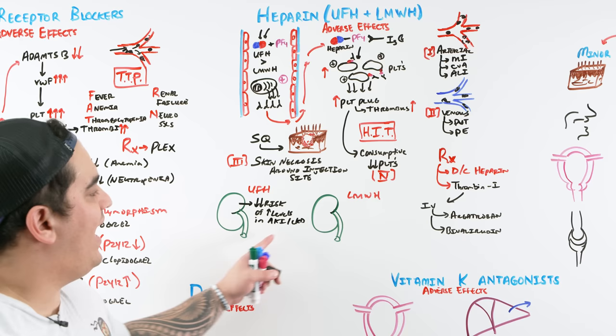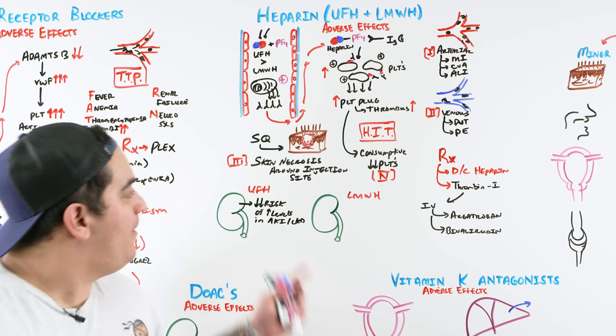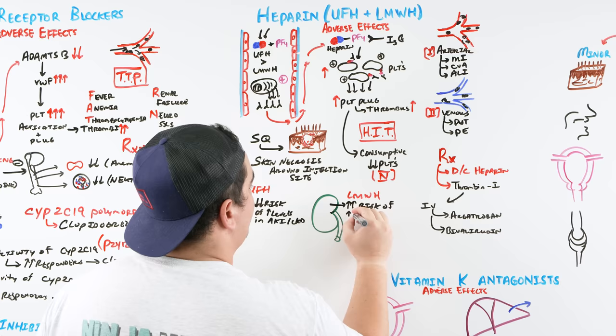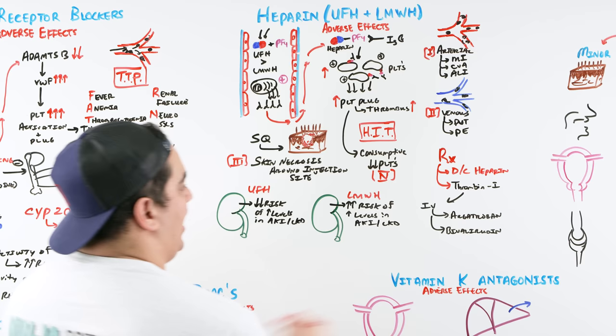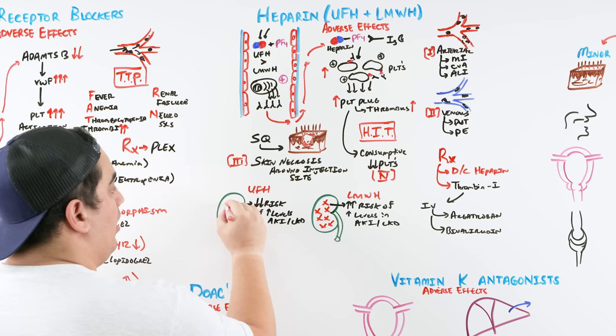In other words, if a patient has AKI or CKD, you don't have to adjust the dose of unfractionated heparin, which is nice. Whereas with low molecular weight heparin, you have a higher risk of increasing levels in AKI and CKD, and so you'll have to renally dose these particular drugs. So if a patient has underlying chronic kidney disease or acute kidney injury, I would say no to giving them or be very careful with low molecular weight heparin. Whereas in this situation, you're okay with giving unfractionated heparin.